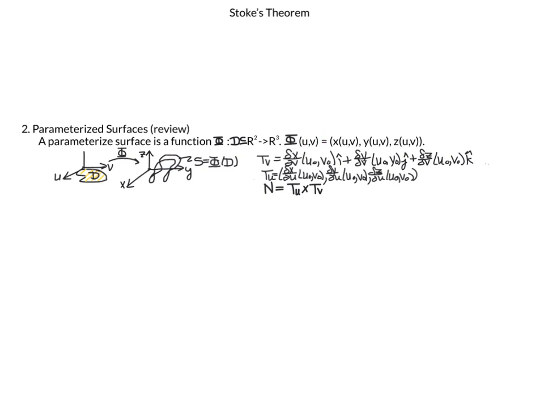Also, uv is what we use in this example. Often we will be using things like theta and r if we're in polar coordinates. So the parameters may be different for a particular example.